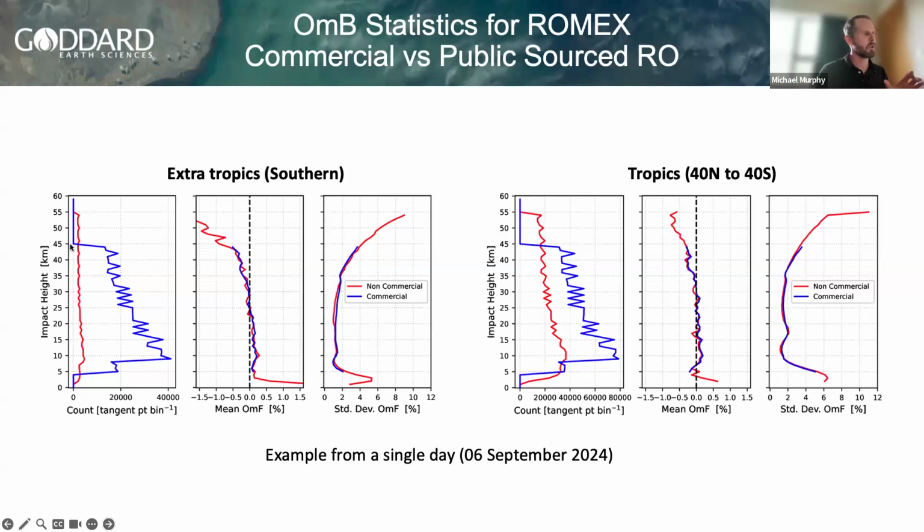We're cutting all these commercial RO off at 45 kilometers. We're cutting them all off at 5 kilometers. So only between 45 and 5 kilometers impact height do we actually use these observations.